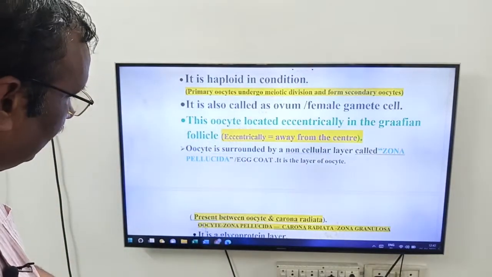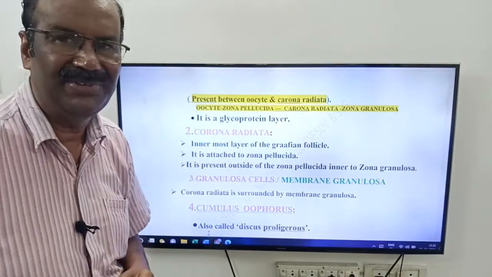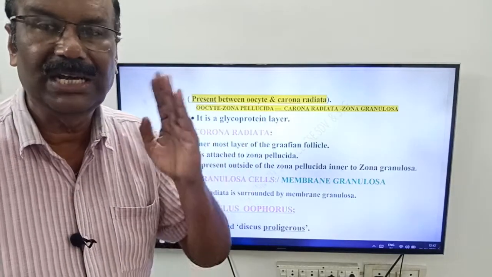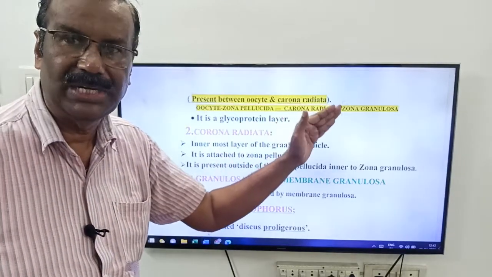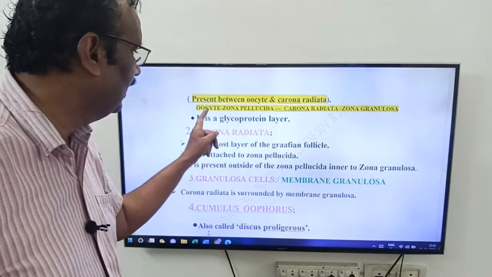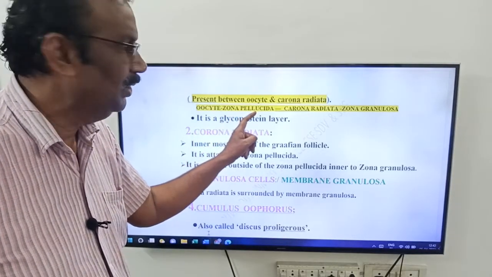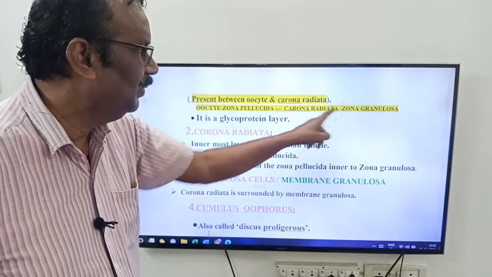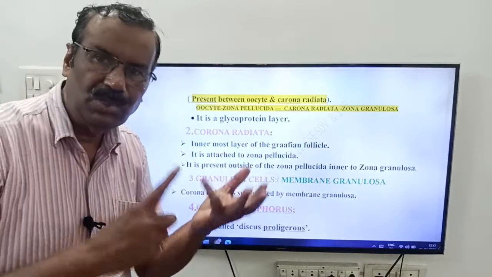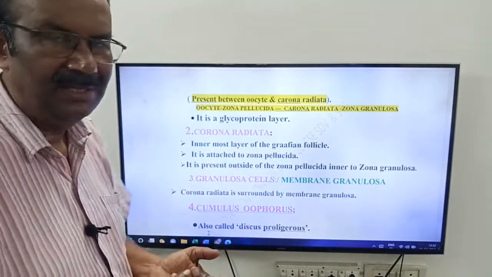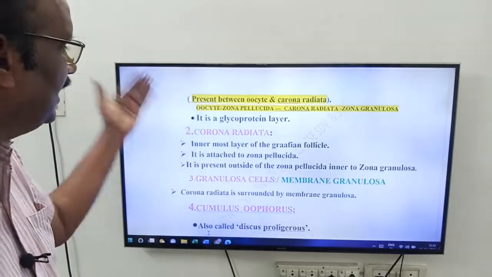Next friends, this zona pellucida is present between the oocyte and the corona radiata. See friends, here I have given the sequence of the layers from inside to outside. This is for NEET and MSET. Inside, we have the oocyte. Above the oocyte we have the zona pellucida. Above the zona pellucida we have the corona radiata. Above the corona radiata we have the zona granulosa. Above it we have the theca. Now see friends, what is this layer?